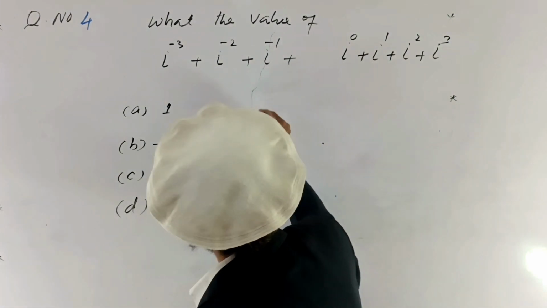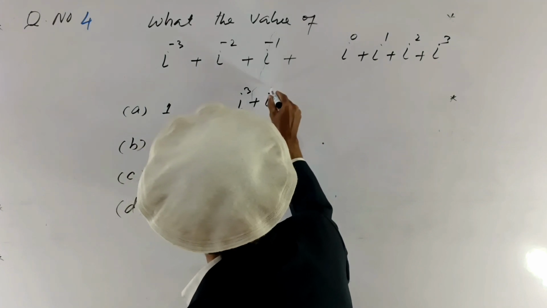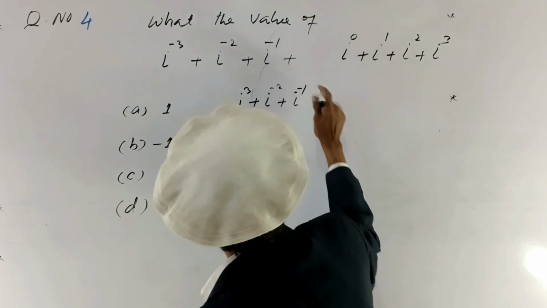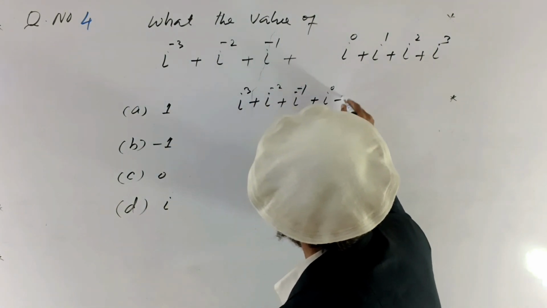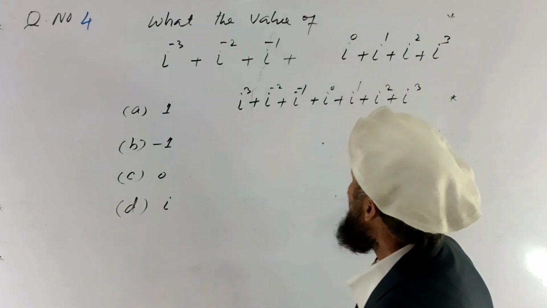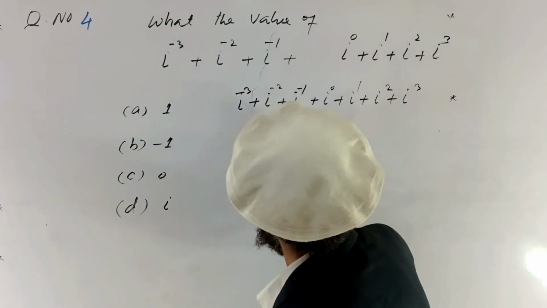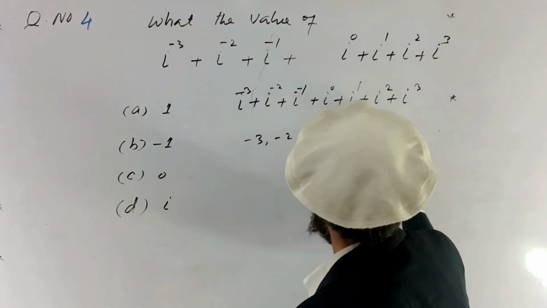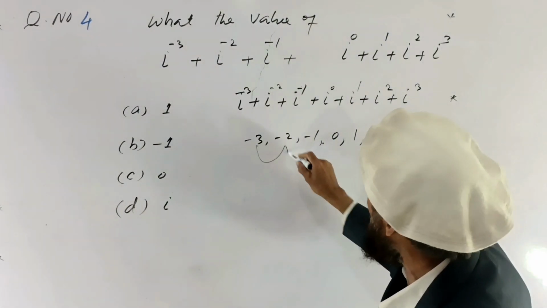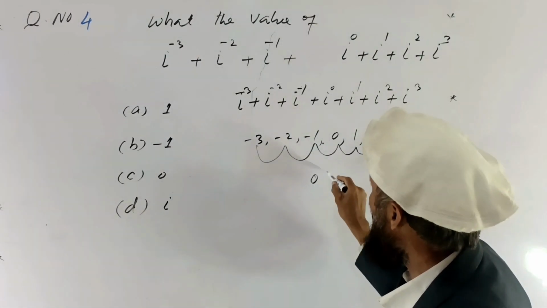If we are trying to solve this one, we can write iota cube plus iota to the power minus 2 plus iota to the power minus 1 plus iota to the power 0 plus iota 1 plus iota square plus iota cube. So the series are going to say minus 3, minus 2, minus 1, 0, 1, 2, 3. Automatically, you must understand that this is the series we have already discussed in the previous video. So the result will be equal to 0.